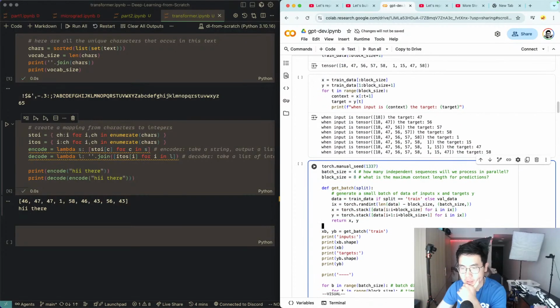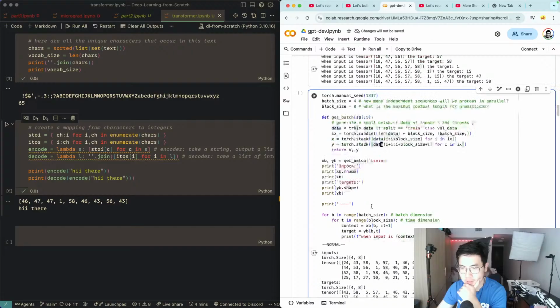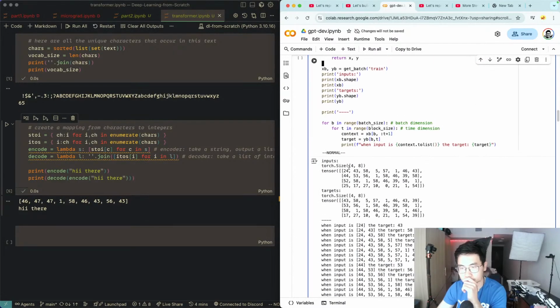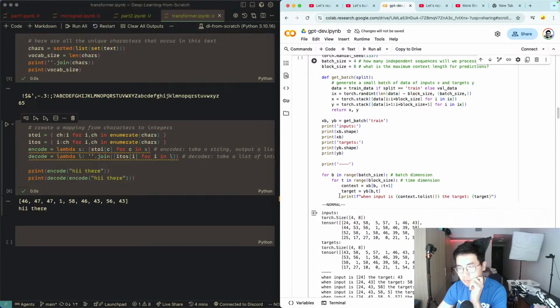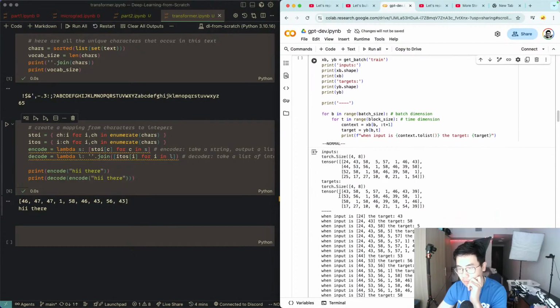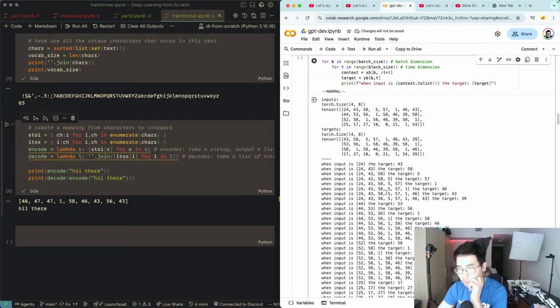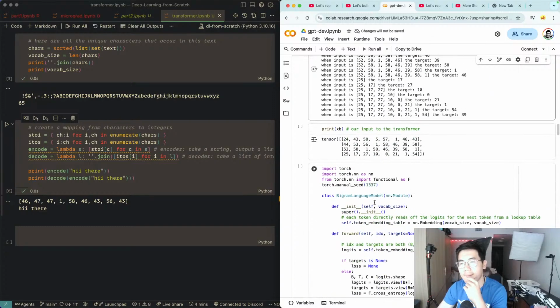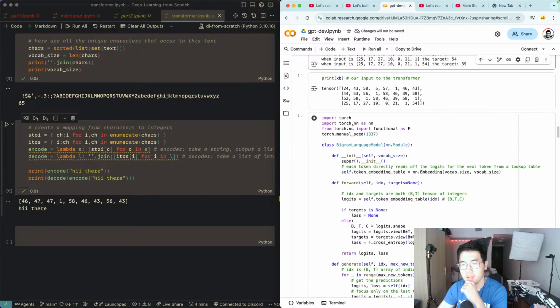So we set a batch, and this is exactly what Karpathy said. We get a batch of inputs, and your targets are the same, but just offset by 1. So it's batch size by context length.